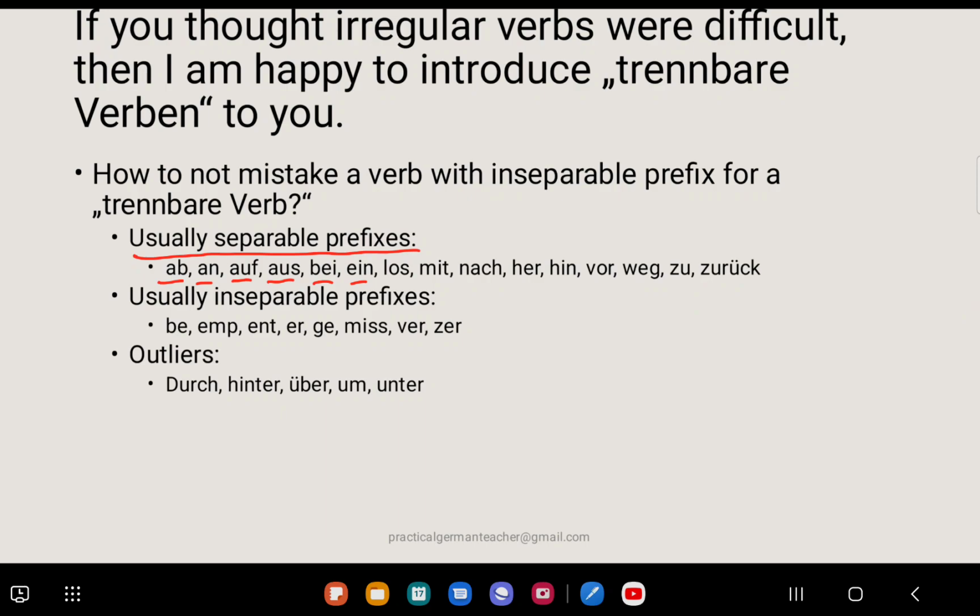For example, as I said, abgeben, nachgeben, that means to yield, zurückgeben.